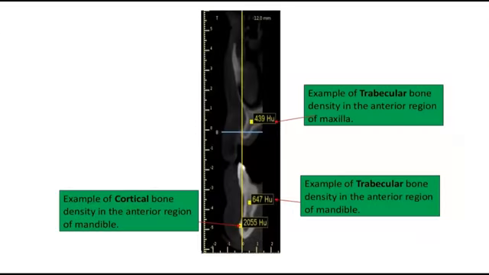As an example, you can see in the slide that the cortical bone density in the lower anterior region of the mandible is around 2000 Hounsfield units. For the trabecular pattern, the maxillary anterior region is around 400 Hounsfield units, whereas the mandibular trabecular bone is around 640 Hounsfield units.